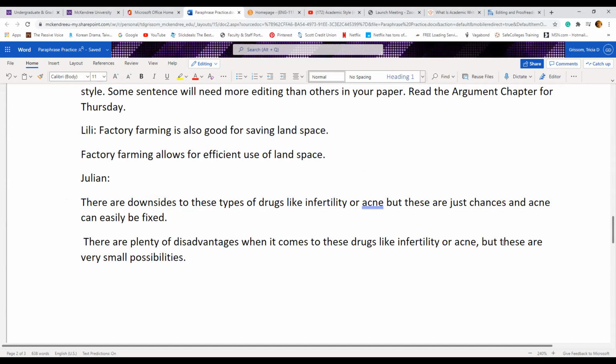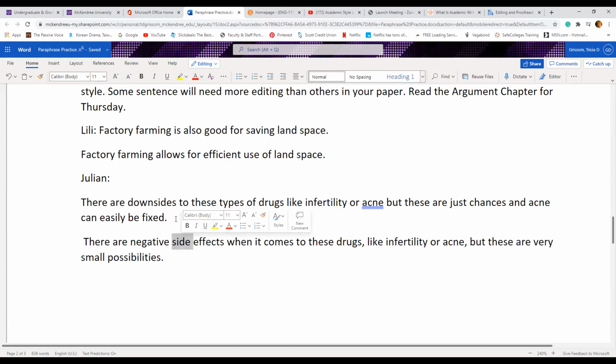Oh, I see. Yes, this is much clearer. Oh, could we call these side effects? Be a little bit more specific. So there are negative side effects when it comes to these drugs, like infertility or acne, but these are very small possibilities. Yeah. Yeah, that's much more formal and can easily be fixed.